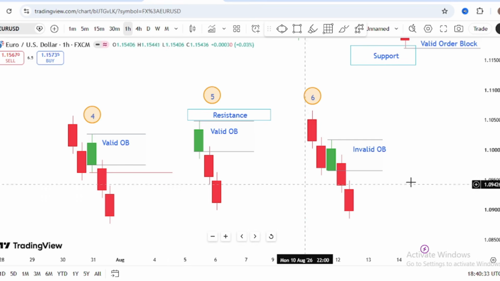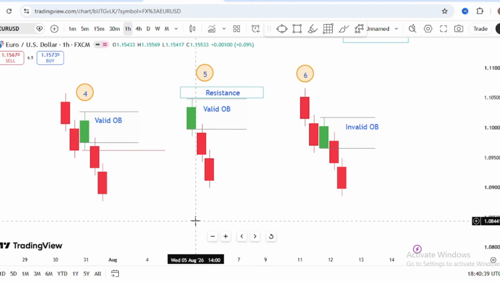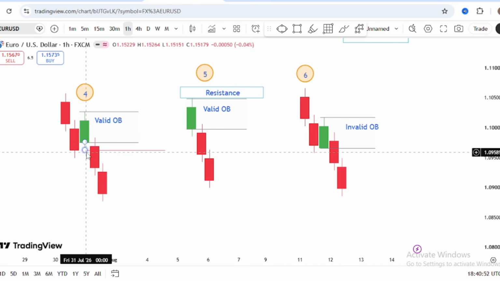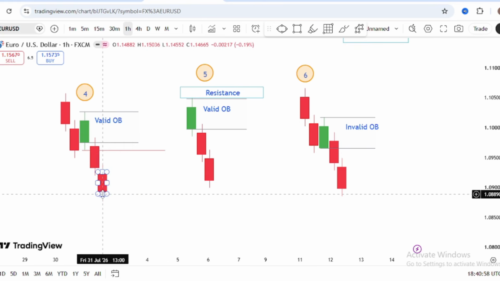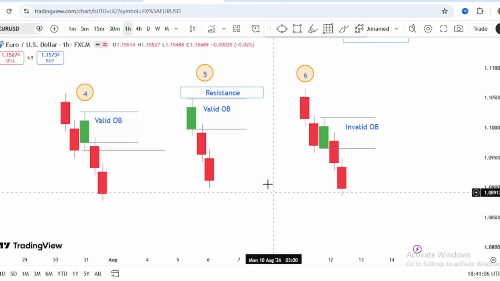Then if you don't understand what displacement means, displacement means strong aggressive price movement. As you can see, after price violated this order block, there is displacement. Price moved away aggressively from the order block. That is exactly what I mean.